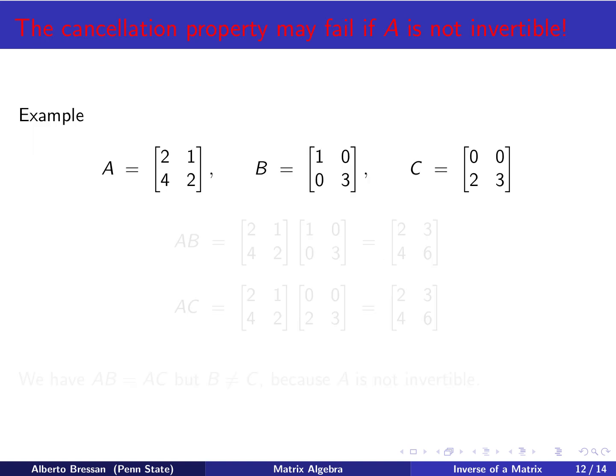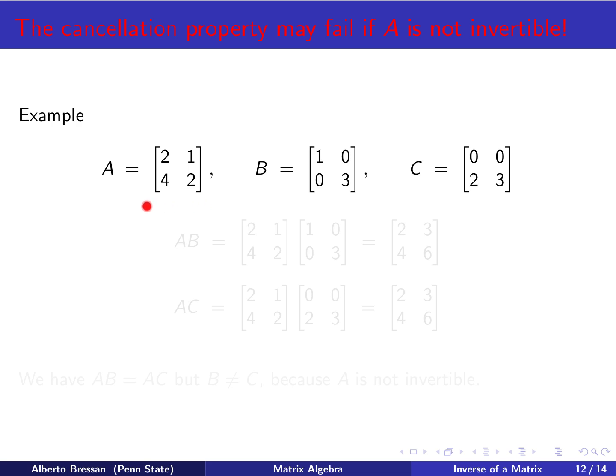And now be a bit careful with the cancellation property. It does require the A matrix to be invertible. If it is not invertible, then the property would fail. Okay, let's take a quick example.